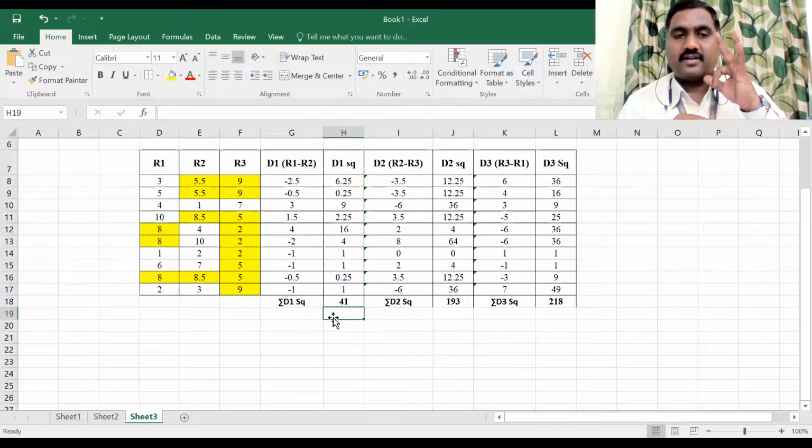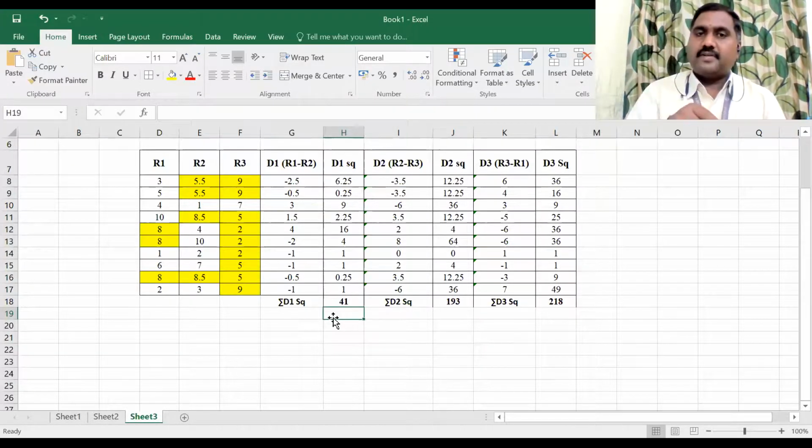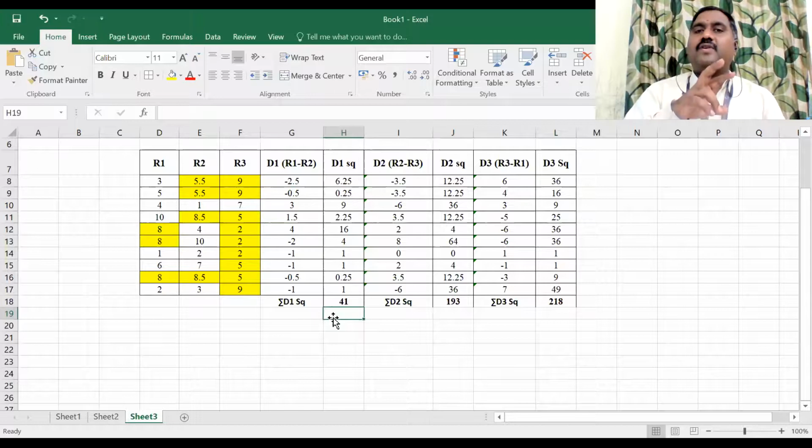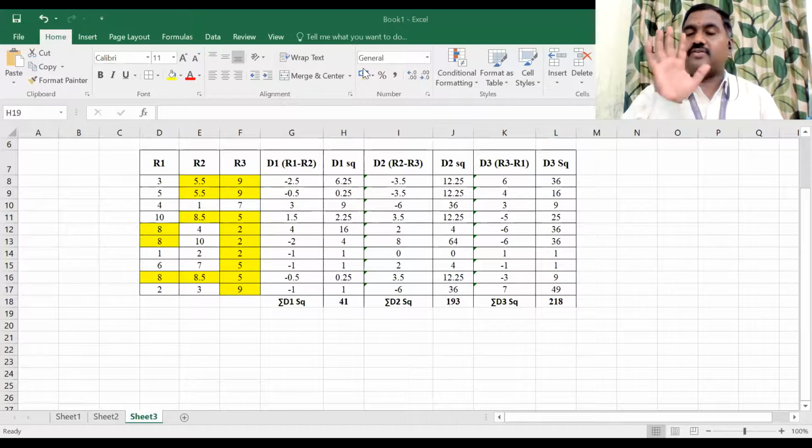3 numbers are repeated. 9 is repeated 3 times. 5 is repeated 3 times. 2 is repeated 3 times. So 3 numbers are there. Now, already in the rank given by the second judge B, 2 ranks are repeated, and in the rank given by the third judge C, 3 ranks are repeated. So totally how many pairs of 1 by 12 into m power 3 minus m should come? 5 times. Very good, Jayashree. 5 times you should come.